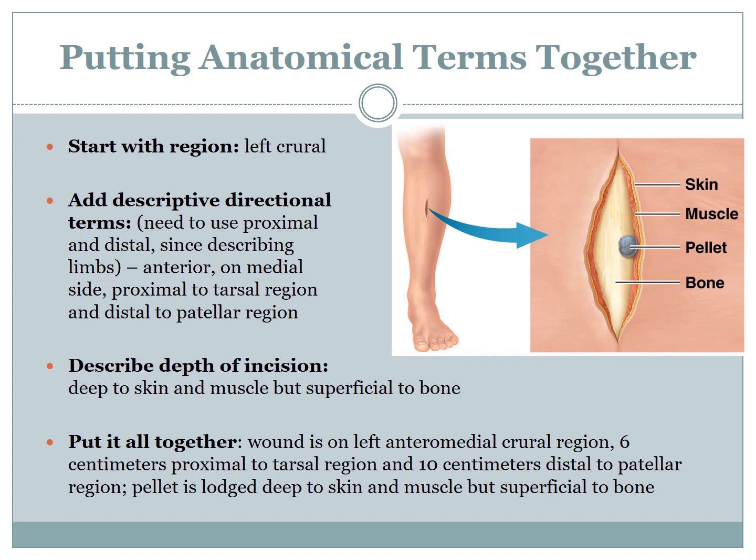The wound that was made is deep to the skin, but superficial to muscle and bone. Putting it all together, you would say that this individual's wound is on the left, anteromedial, so you can put anterior and medial together to form the term anteromedial, crural region, 6 centimeters proximal to the distal region, and 10 centimeters distal to the patella region.